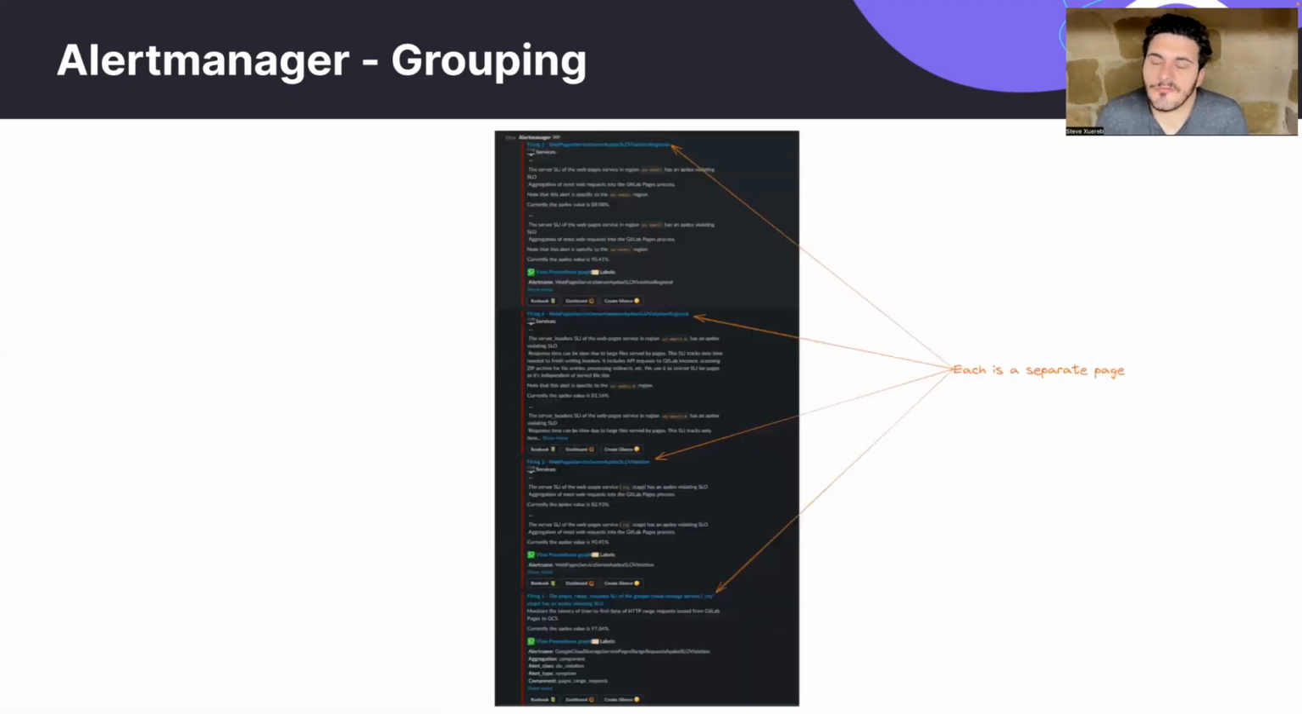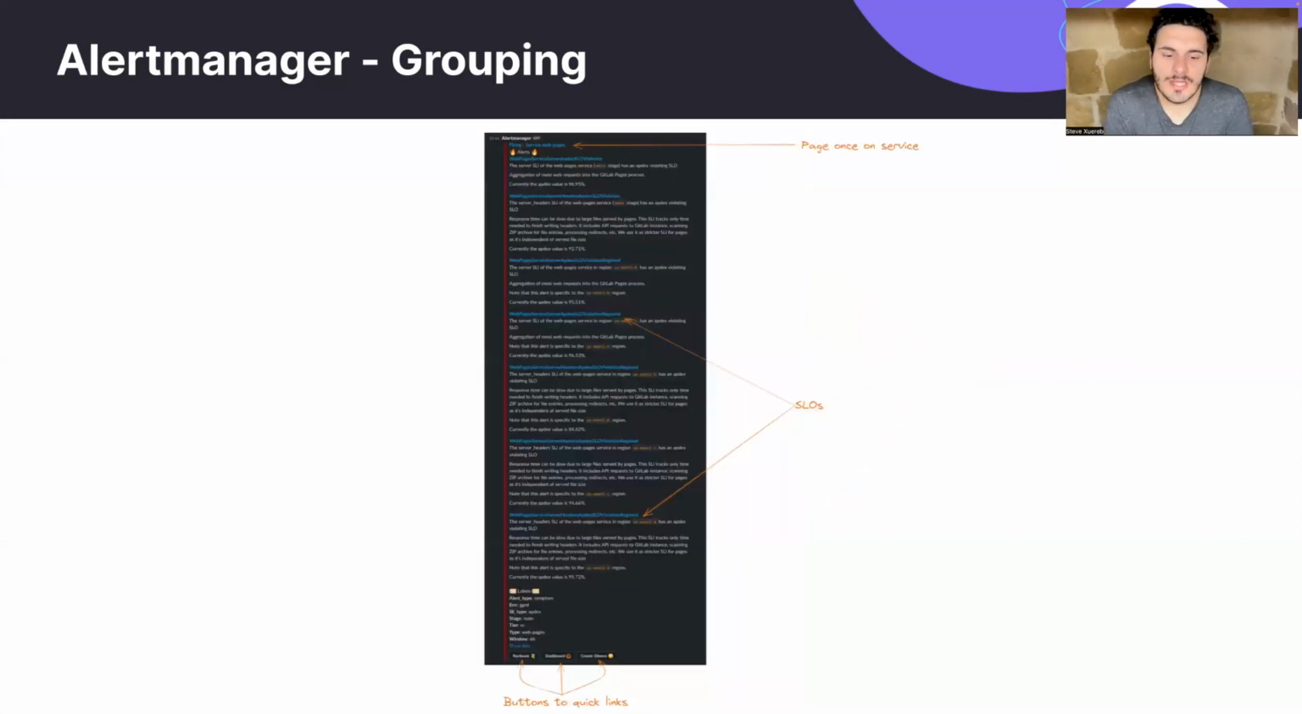So this was a bit of a mental shift for us. Before, as I said, we used to be 1 alert equals 1 page, right? And we can see here, each of them is in a separate page, a separate alert. And the on-call has to triage each one of them to make sure, oh, are they of the same service and whatnot.